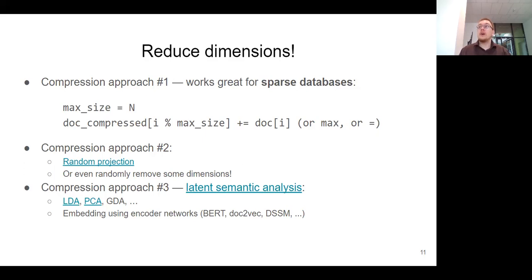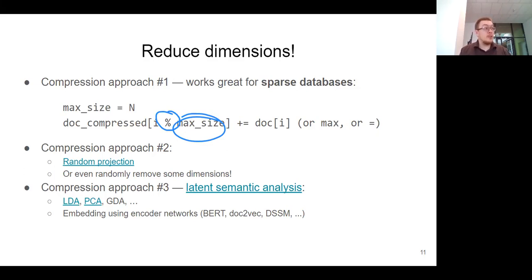is using the modulo operation. So we will just fix the number of dimensions we need, and we will write information about some dimension into this place modulo max size. Yeah, that's a strange approach, but this approach works because what?